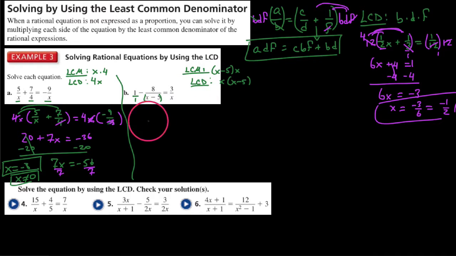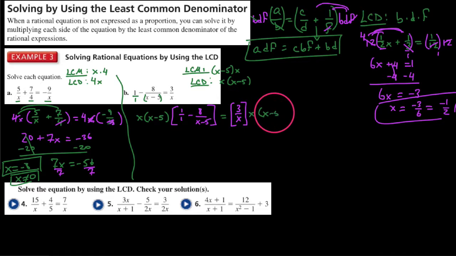And as we take both sides times this, I'm going to write this out. We say x times x minus 5 times everything on the left, which is this 1 over 1 minus 8 over x minus 5. Okay? And we're going to take x, let me do this here. We'll put the 3 over x here. Brackets and parentheses, they mean the same thing, so don't worry about the differences here. So we'll go ahead and distribute this through.